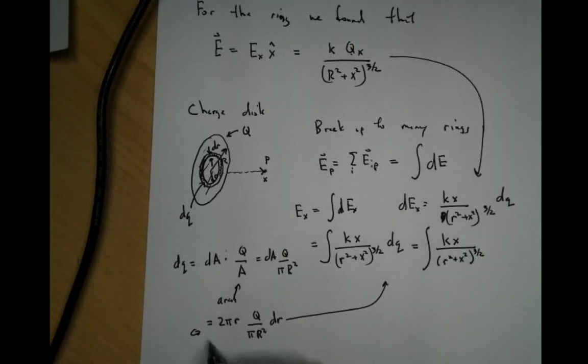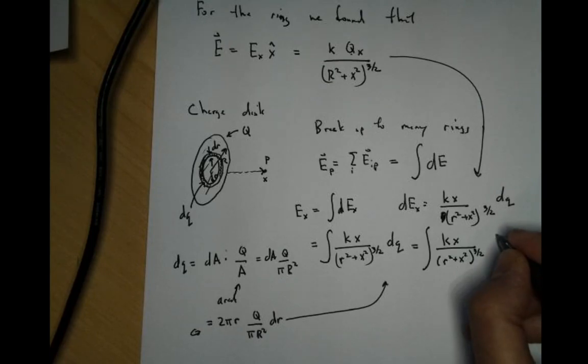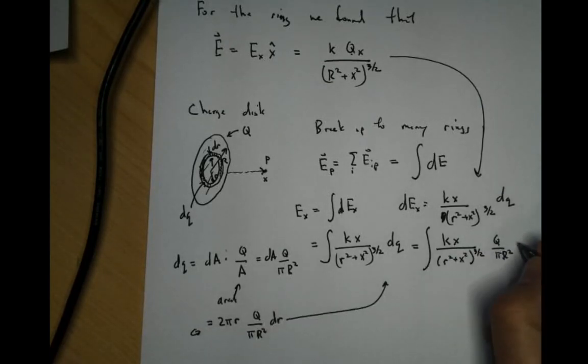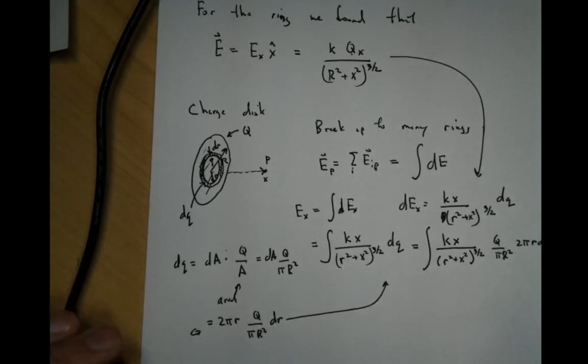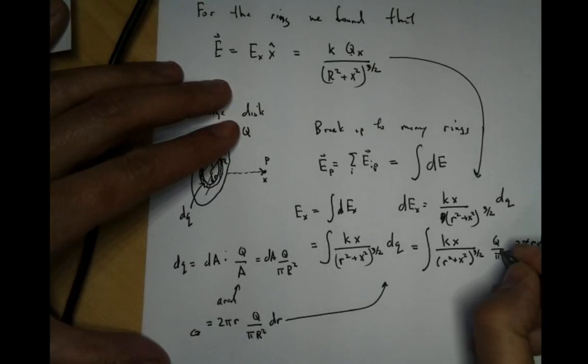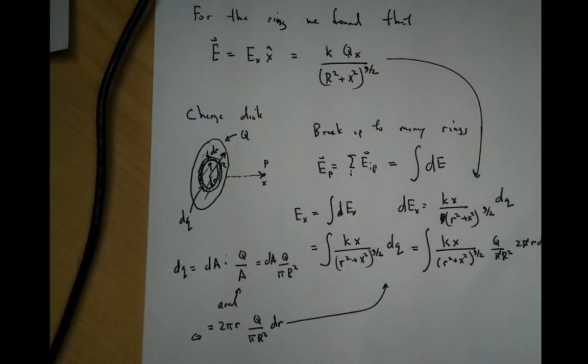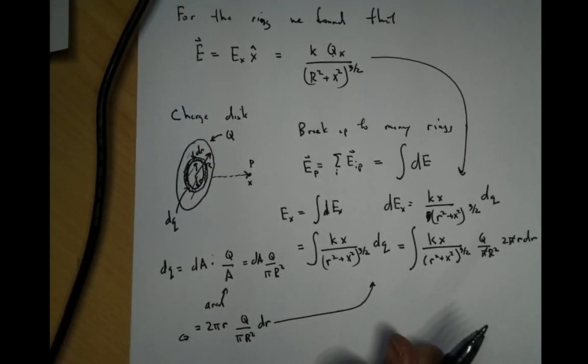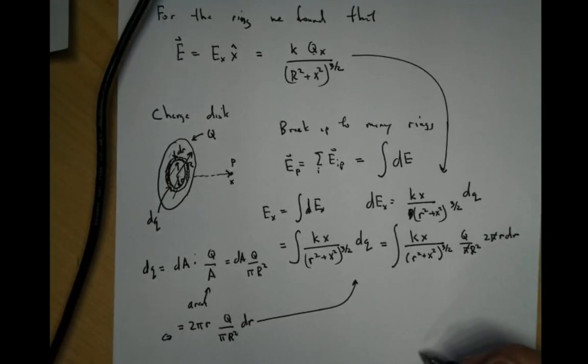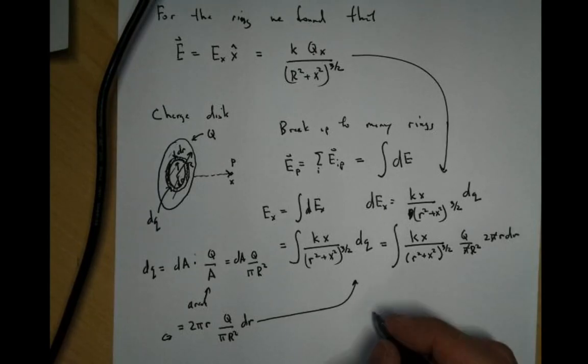This is an integral now. dq is going to be Q over pi capital R squared times 2 pi r dr. So let's kill the pi's here. And that's the integral we need to do. Let me show you that again. This is the integral we need to do. Slightly nasty, but not the worst. Actually, it's easier than the previous one.